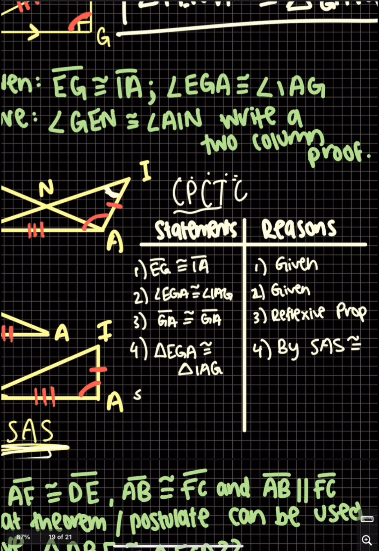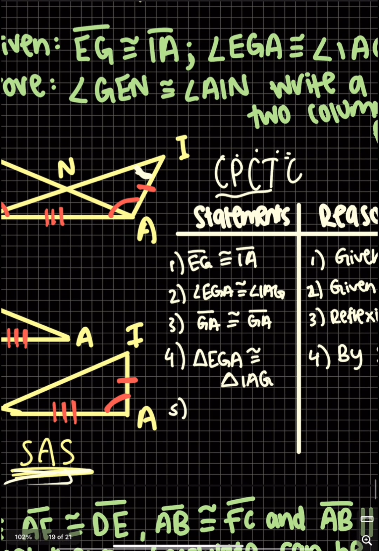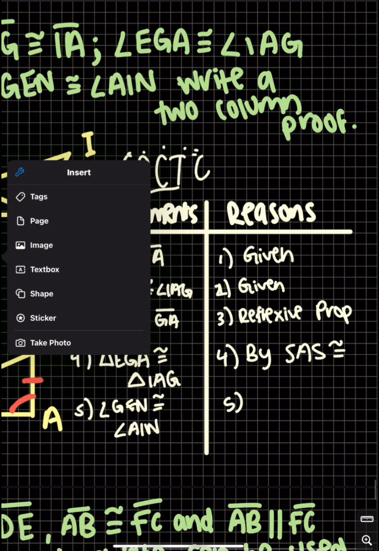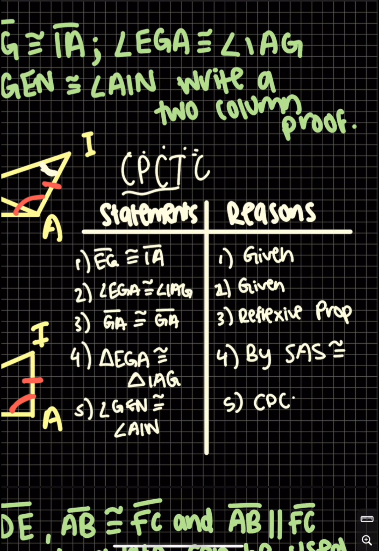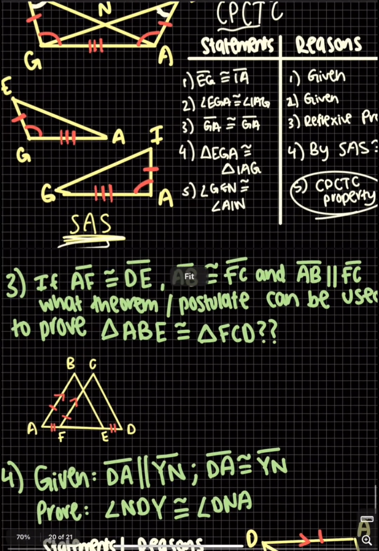So going back to our question, by the postulate of CPCTC, because I've already proved that the triangles are congruent, I can then say that angle GEN is congruent to angle AIN by the CPCTC property. And we're done. Now let's move on to the next question.